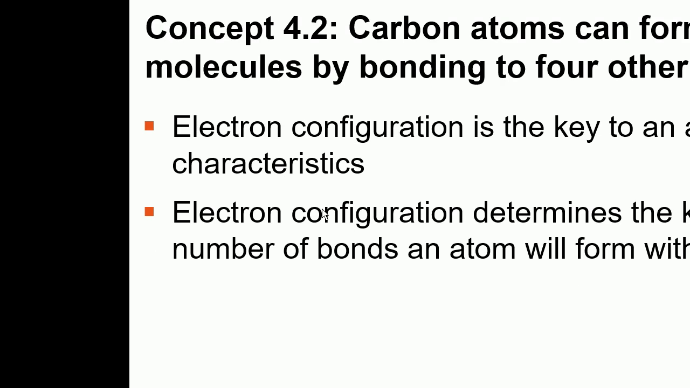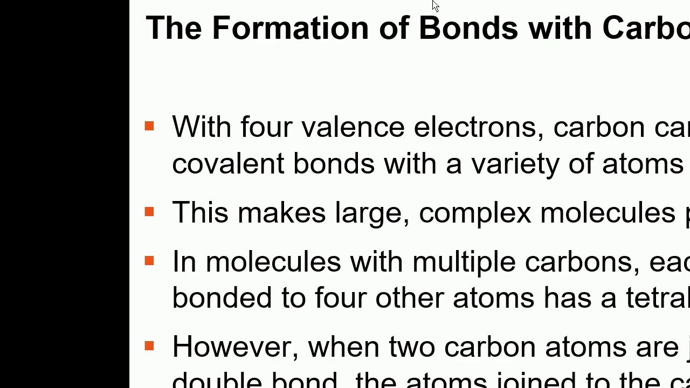All that I just said is written here, so I will quickly go over it. With the 4 valence electrons, carbon can form 4 covalent bonds with a variety of atoms. This makes large complex molecules possible. Another important thing to know about carbon is that carbon can also form bonds with carbon itself. Carbon can form bonds with hydrogen, with carbon, and with oxygen. And carbon can form single bonds, double bonds, and also triple bonds.